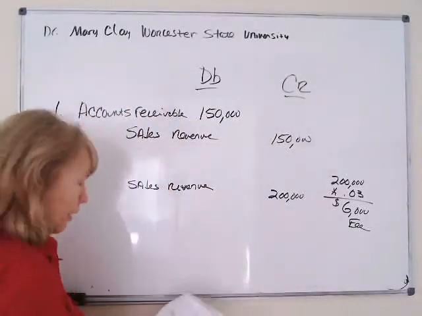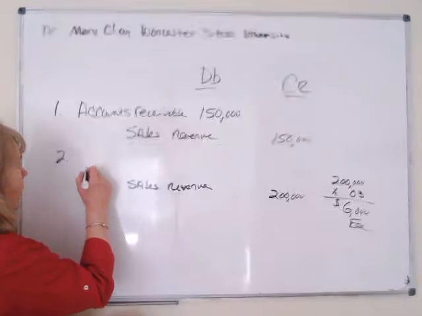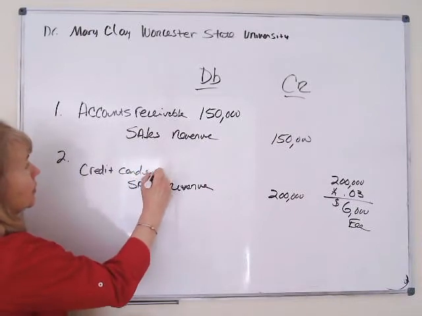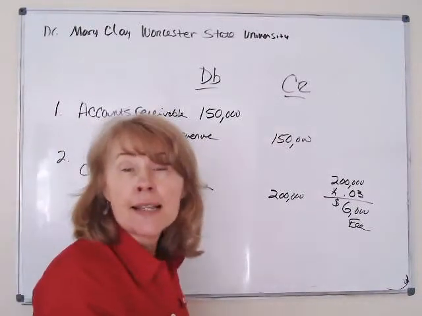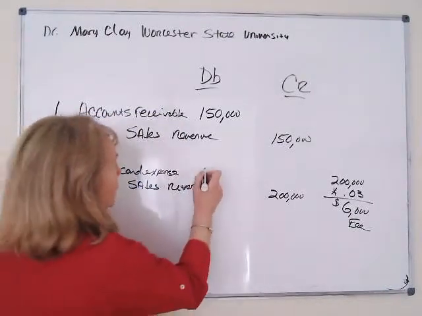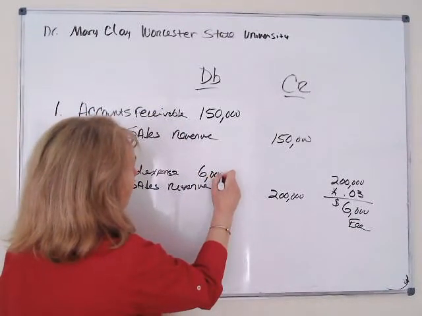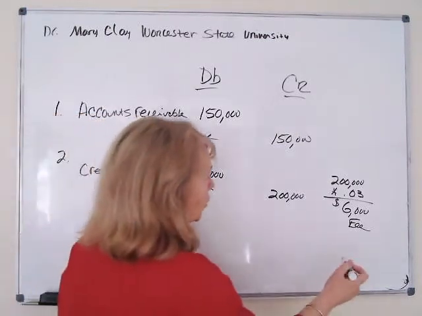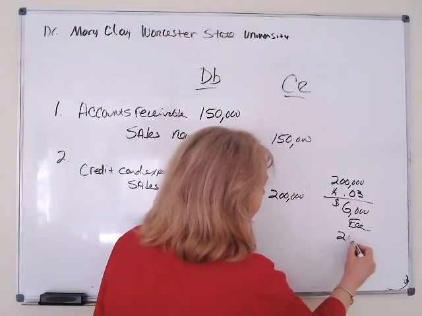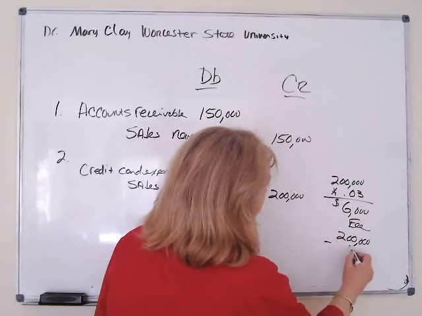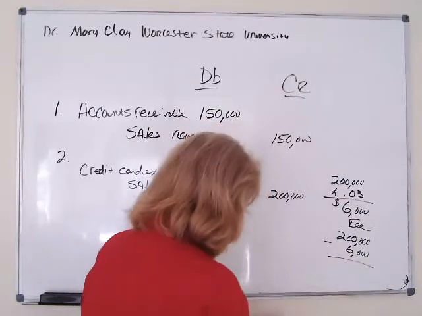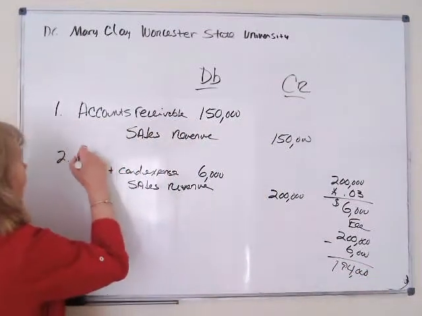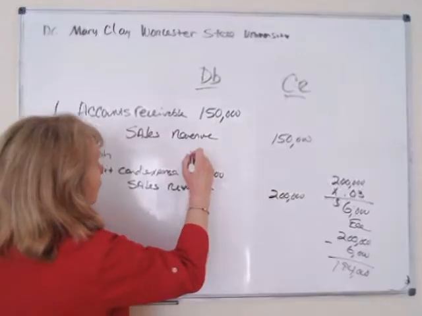So I credit sales revenue, and then I debit credit card expense. This is an expense account, and I debit that $6,000. So I debit credit card expense, I credit sales revenue. In order to figure out the net effect, I take 200,000 and subtract out the credit card fee, and that gives me 194,000. So I'm going to debit my cash for 194,000.